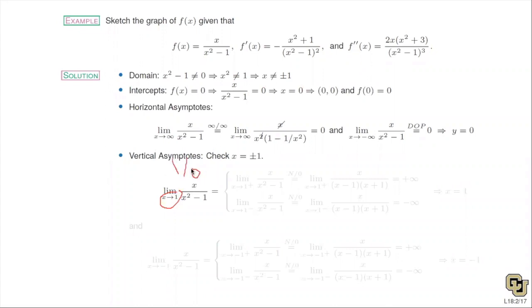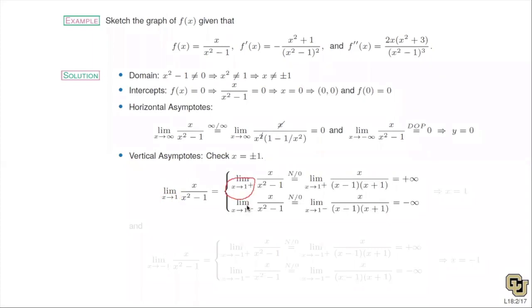And I have to be careful. I can't conclude this is plus or minus infinity. A number over 0 will be plus or minus infinity in a one-sided limit. Here, this is a two-sided limit. So yeah, I have to check the limit approaching 1 from the right separately from the limit approaching 1 from the left. Here, when you plug it in, you get a number over 0.